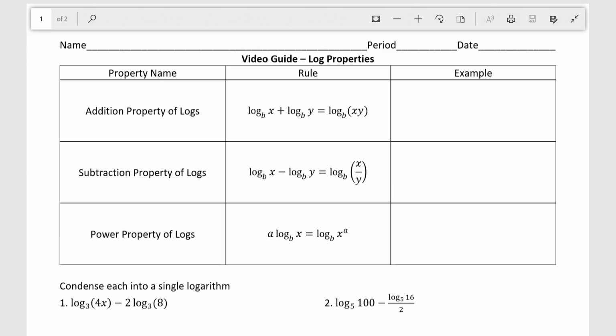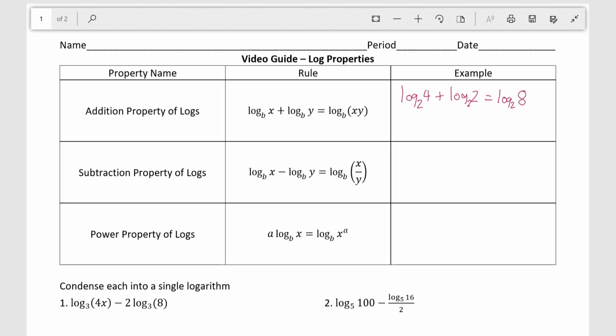The addition property states that if you add two logs together and they have the same base, then we can actually combine them into one log by multiplying their inputs. For example, if I had log base 2 of 4 plus log base 2 of 2, this is the same as saying log base 2 of 8, because 4 times 2 is 8.